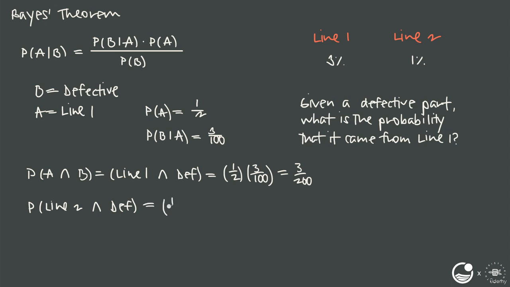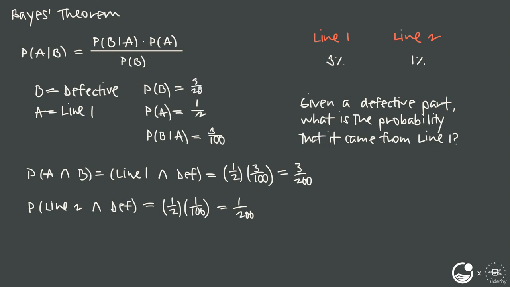Now, the probability that the part comes from line 2 and is defective, again, is our multiplication rule for independent events. We get the probability that the part comes from line 2 multiplied by the probability that it's defective. For line 2, that's 1/100. So we're going to get 1/200, which means then that the probability of a defective part we get using the addition rule. It's the probability that the part came from line 1 and was defective, or came from line 2 and was defective, because either of those scenarios would result in a defective part. And so we have to add these two probabilities together.